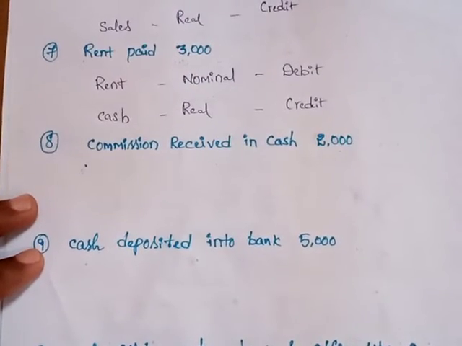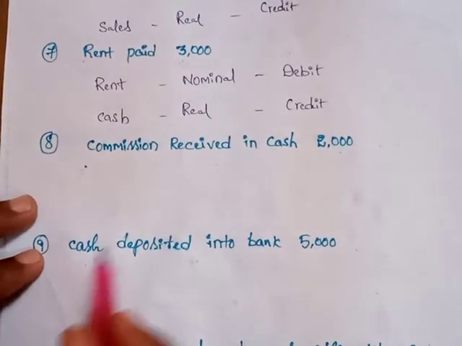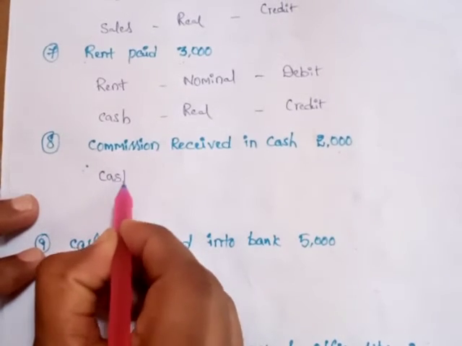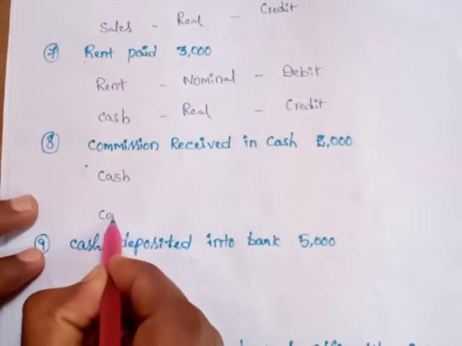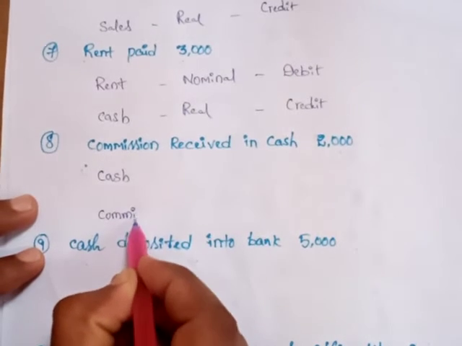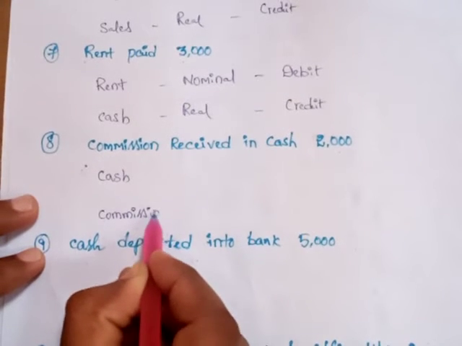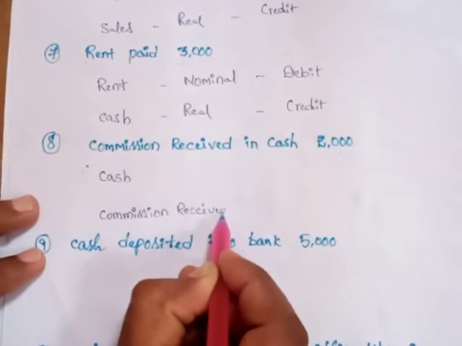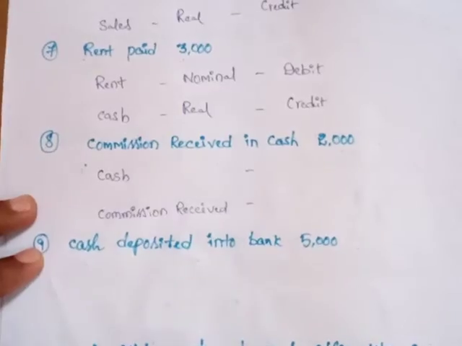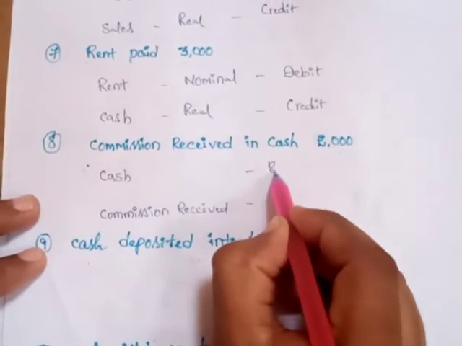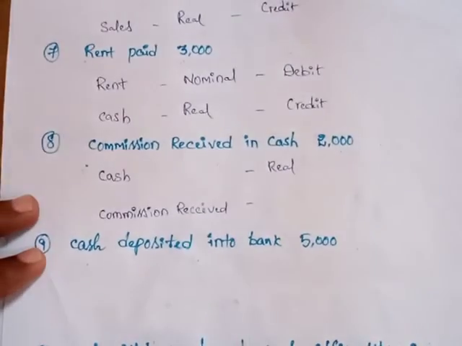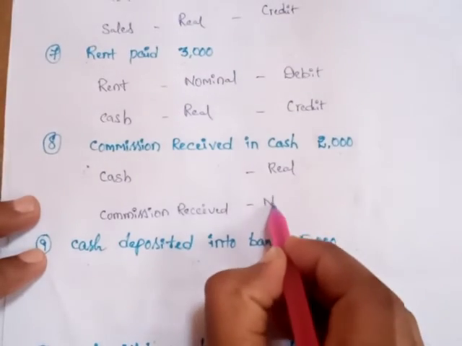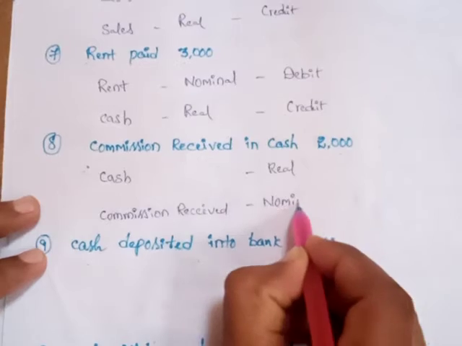Next, commission received in cash. In this transaction also there are two aspects. One is cash, second one is commission received. So cash is an asset, that's why real account, and commission received is an income, that's why nominal account.